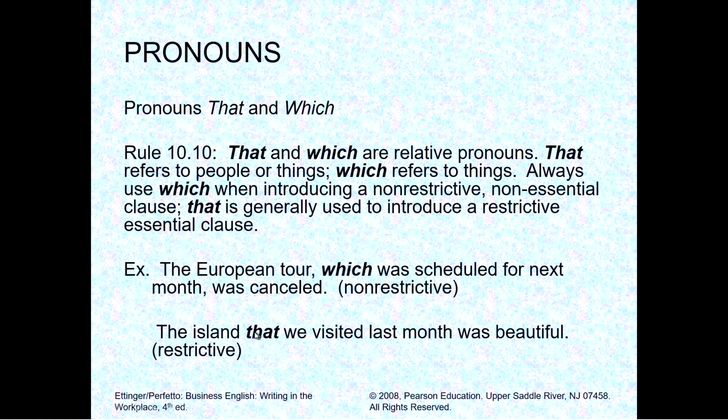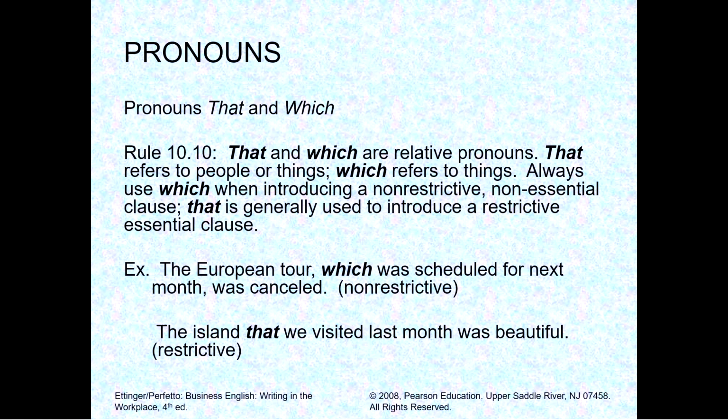Now you're going to say, if I take off this restrictive clause, which is that we visited last month, the sentence still makes sense. The island was beautiful. Yes, it does. But it's restrictive because you're trying to make a point on a specific island at a specific time of year that you visited. So you need to have this here to make it clear, right?